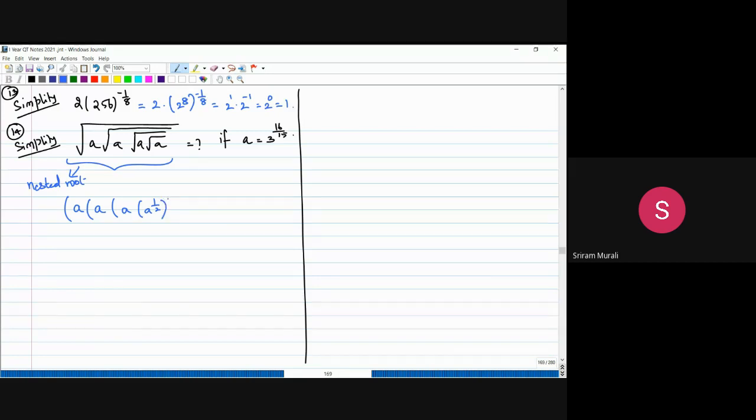Then a power half, this whole power half. I mean this a, the whole power half, and then that a, the whole power half, and the last one, the whole power half. Have you understood? How many roots are there? 1, 2, 3, 4. How many 1 by 2 must be here? 1, 2, 3, 4. So it has been equated. Have you first understood this step?